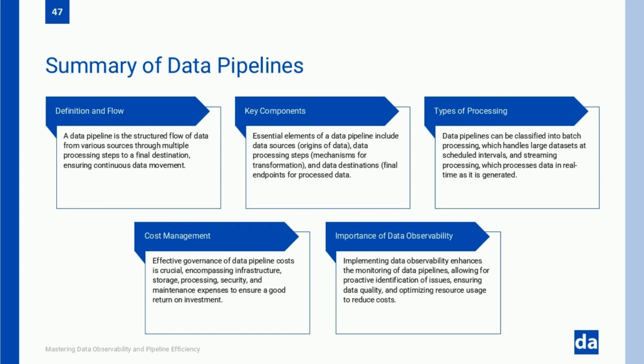3. Types of processing. Data pipelines can be categorized into two main types. Batch processing handles large data sets at predefined intervals, perfect for financial reports or ETL jobs. Streaming processing processes data in real time, ideal for live dashboards or fraud detection.